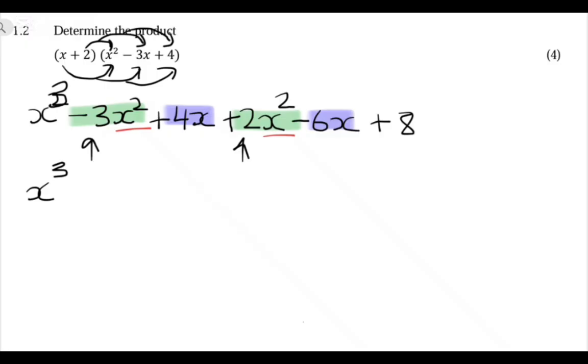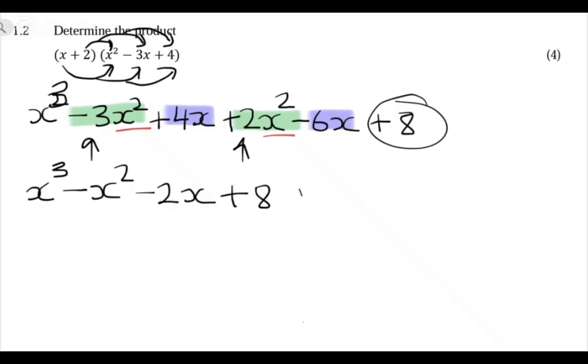So negative 3 plus 2 is going to give us negative 1, so we're going to be left with negative x squared. And 4 minus 6 is going to give us negative 2x. And we're going to be left with positive 8. So this one, I'm going to leave it here. This will be our final answer.